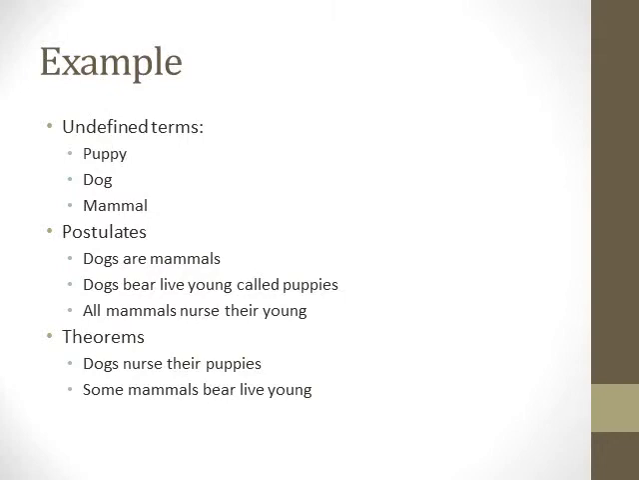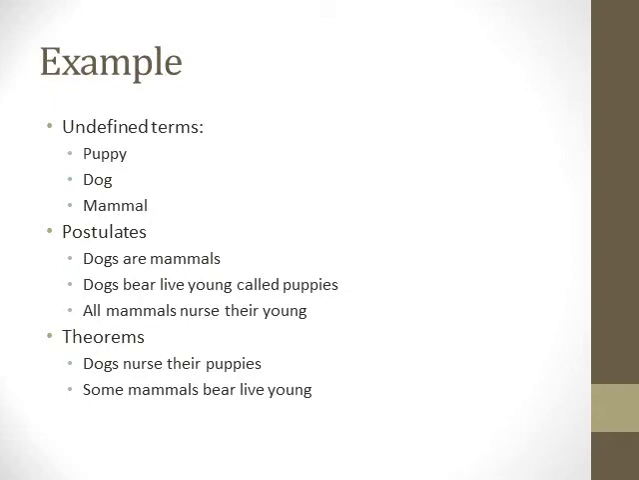Let me give you another definition. We'll say poodles are dogs. With just that one definition, we can say poodles are mammals. We can say poodles bear live young called puppies. We can also say poodles nurse their puppies. So just with one definition, you can come up with theorems based on postulates that we know.